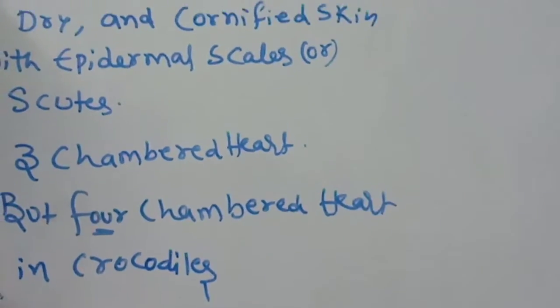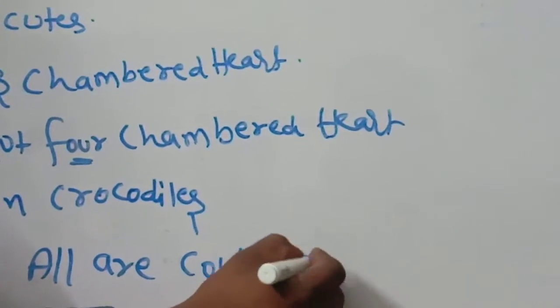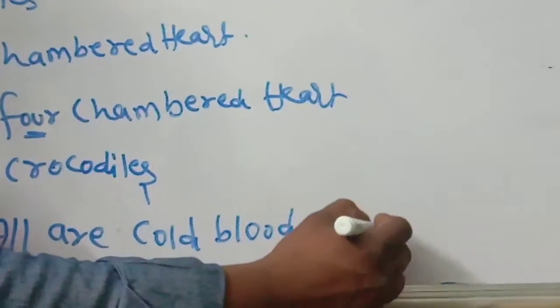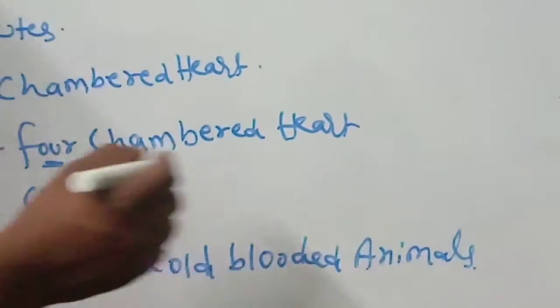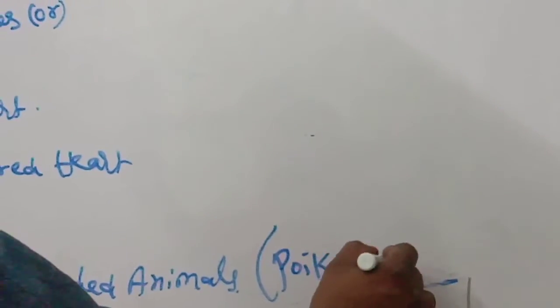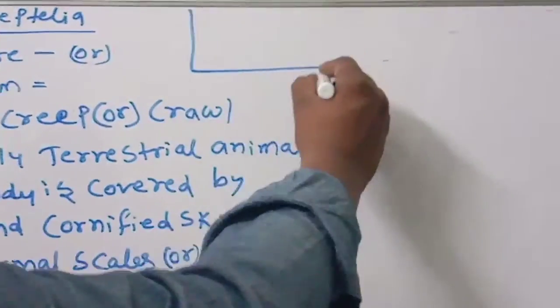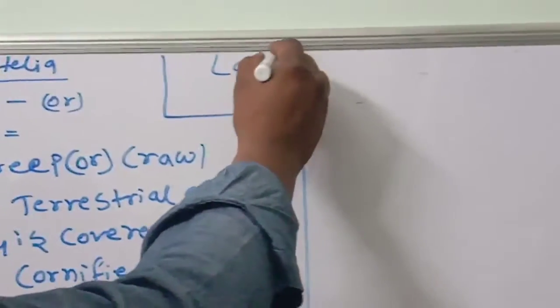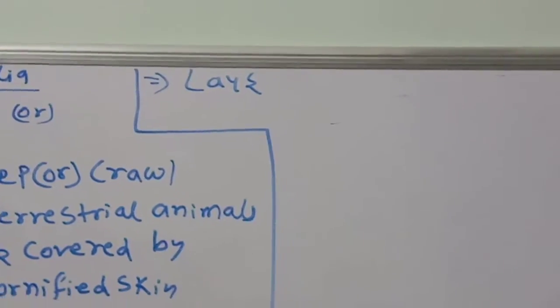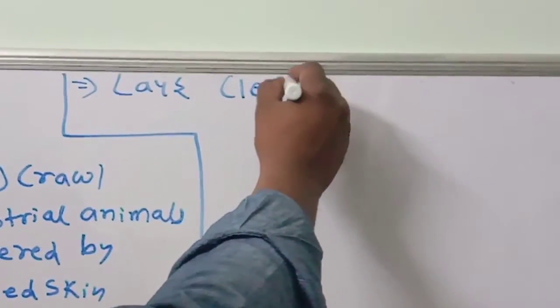Okay, children, the next point: all are cold-blooded animals. What is a cold-blooded animal? Just now I said poikilotherms. So they can change according to the conditions. They are cold-blooded animals. Most reptiles lay cleidoic eggs. This one is important.